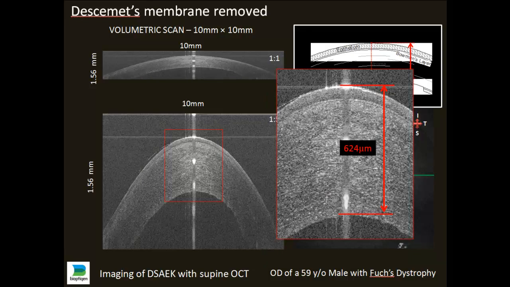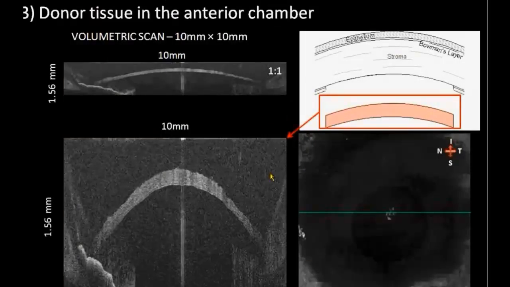Here we have a DSEK donor tissue. So with DSEK surgery, we strip the diseased Descemet's membrane and endothelium. We remove it from the recipient eye and we replace it with a donor endothelial cell layer and Descemet's and some stroma. So this is the scan of the donor tissue inside of the eye.